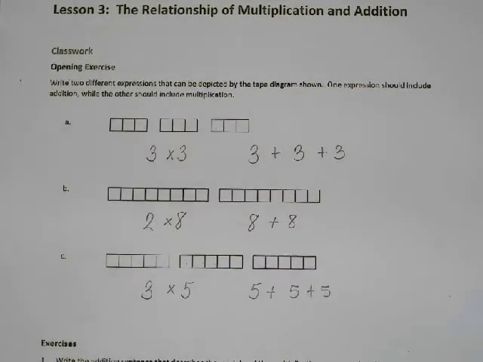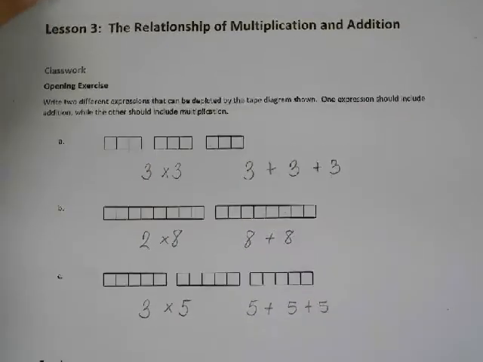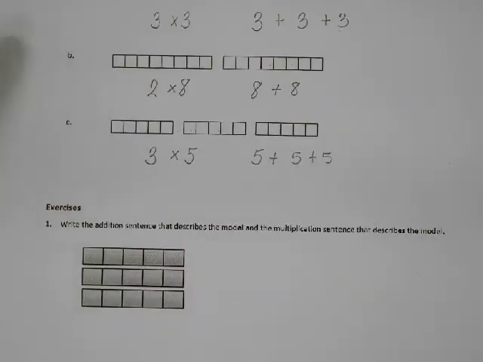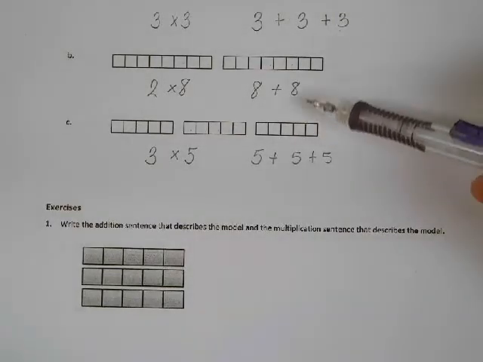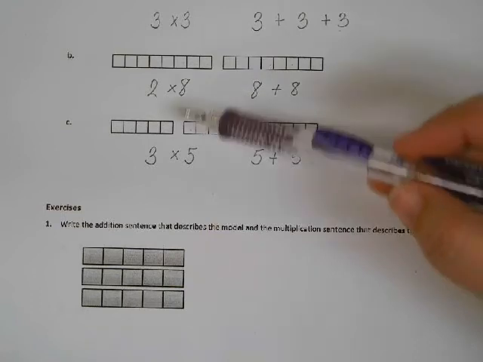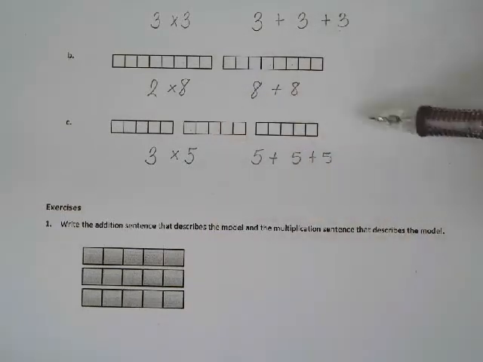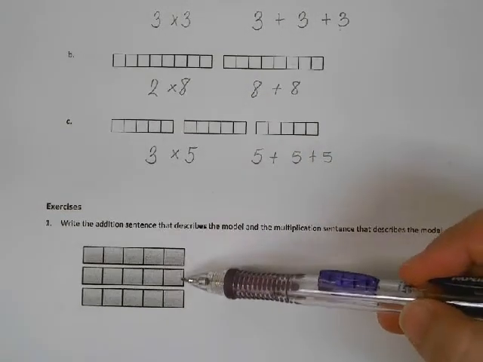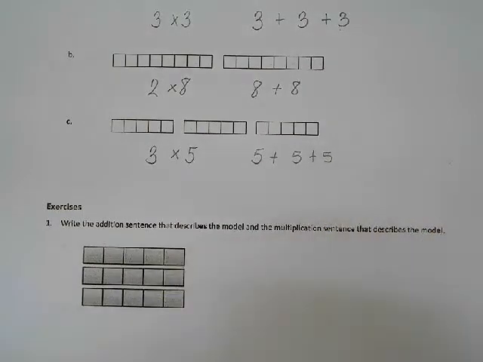So hopefully that's what you had for C. Now let's go on to exercise 1. In exercise 1, it says, write the addition sentence that describes the model and the multiplication sentence that describes the model. So when I look at this model, how it's different from these tape diagrams above is these were all laid out horizontally, and I can see that these tape diagrams are now vertical. They almost look like an array. There's just a little space in between.